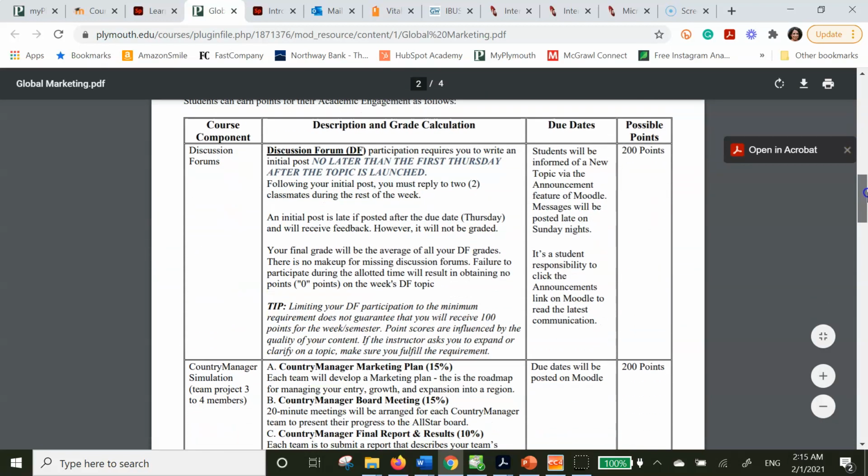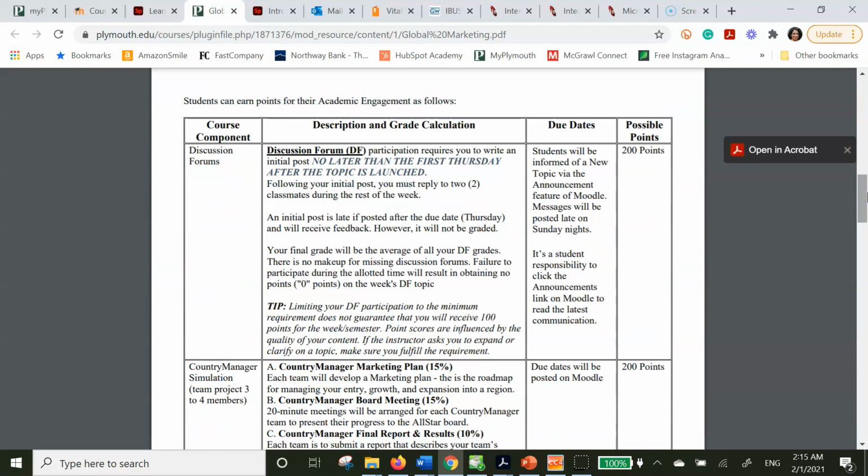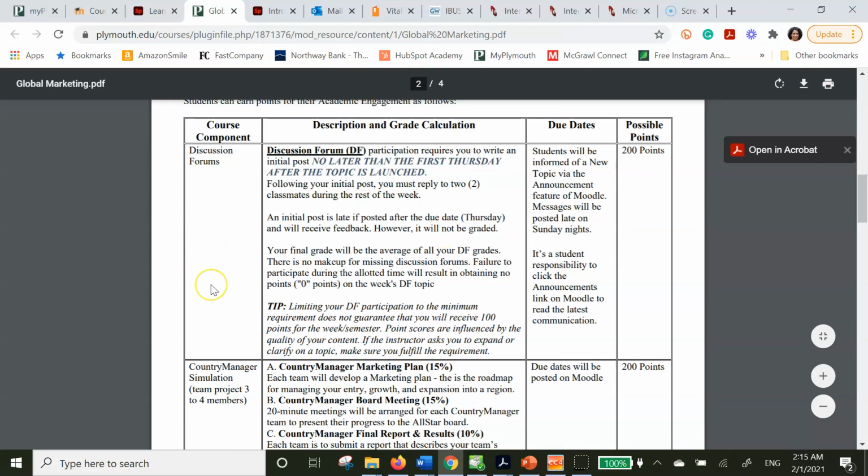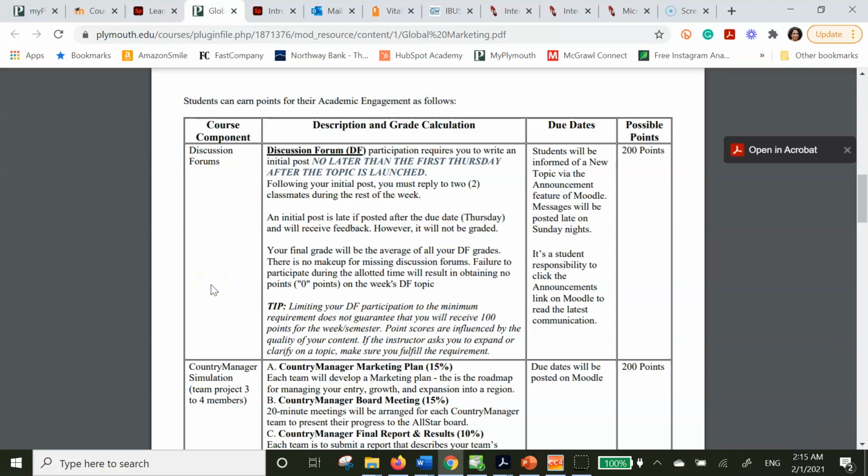Then here we have the way that the class is broken down for assignments. So we have discussion forums. Since this is an online class, we're going to have discussions online. There are rules for this discussion.